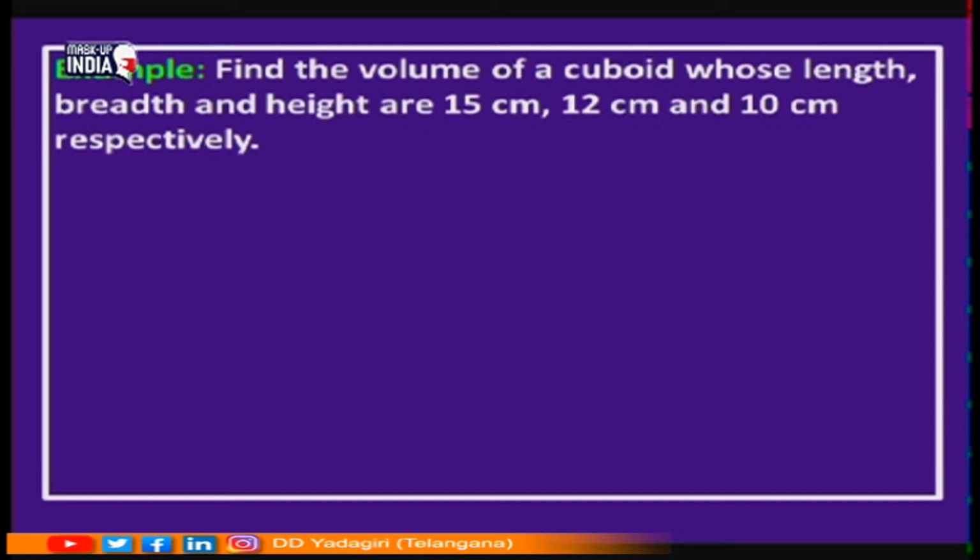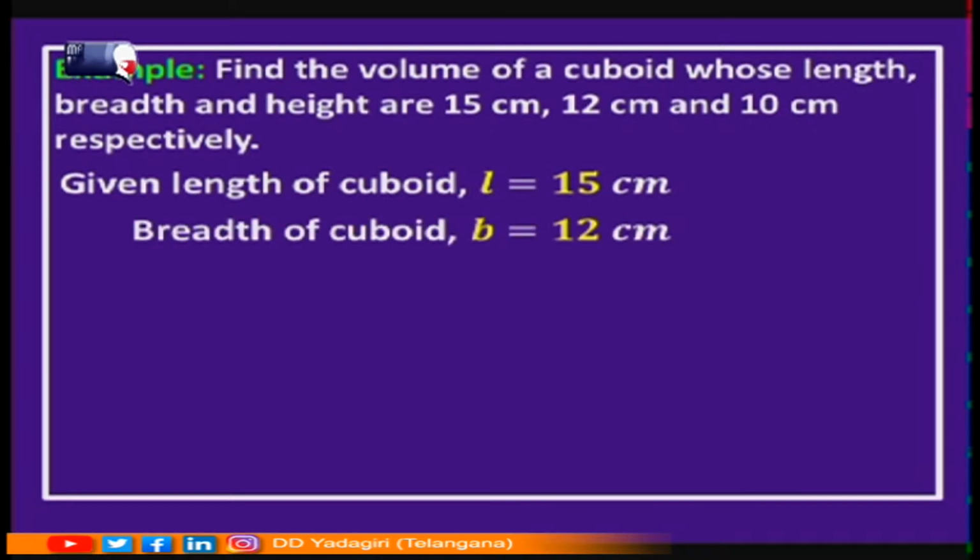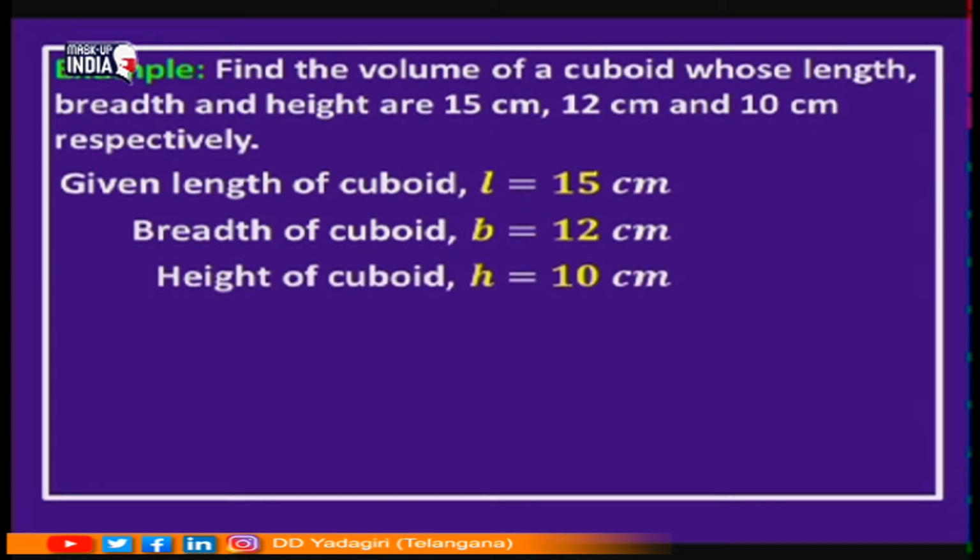Find the volume of a cuboid whose length, breadth and height are 15 centimeters, 12 centimeters and 10 centimeters respectively. Let us see the solution, children, now. So, first write down the length of the cuboid, L is 15 centimeters, and what about the breadth of the cuboid, children? Yes, that is B 12 centimeters and height H is 10 centimeters.